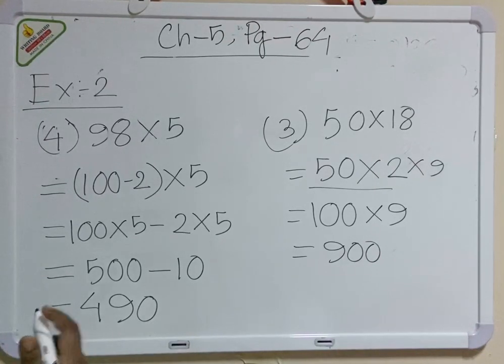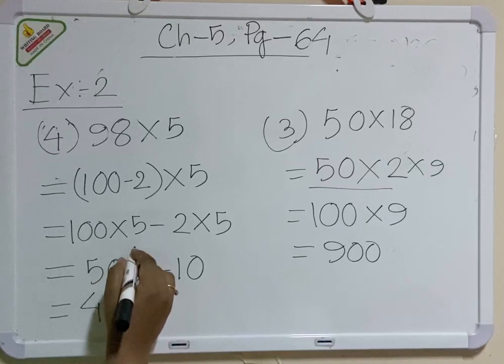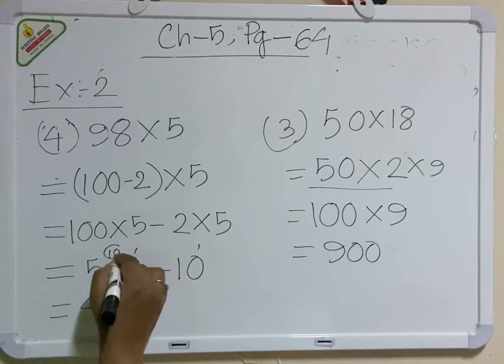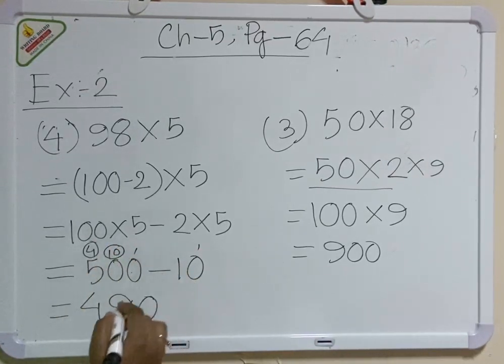If you have confusion, you can do it this way. 0 minus 0 is 0. It should be 10 and that one should be 4. 10 minus 1 is 9. 4 is just like that.